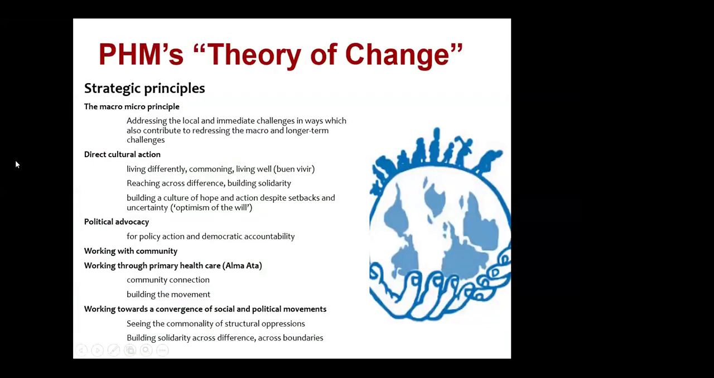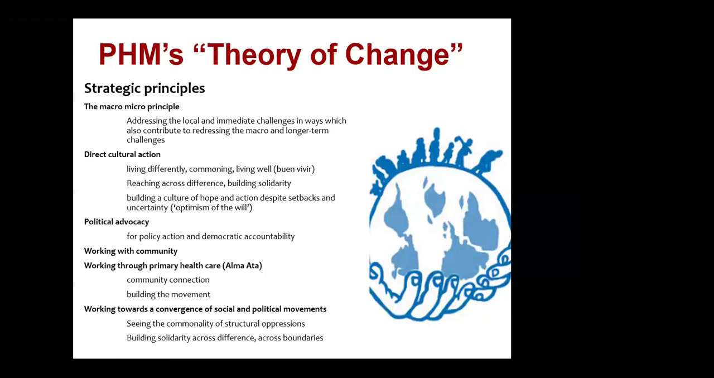Yeah, this is another way to look at PHM's theory of change. David shared this with us. The macro-micro principle: taking action at the local level is as important as taking action at the global and regional level, and both need to feed into each other and reflect and learn from each other. Direct cultural action: living differently through different ethos and values, such as sharing and love and justice and solidarity and so on.